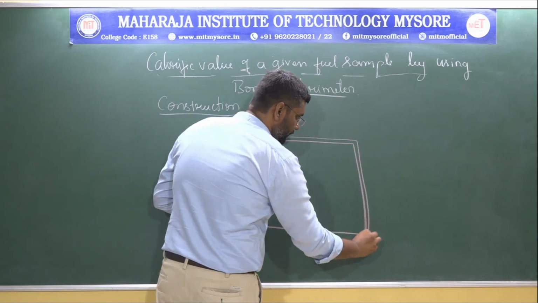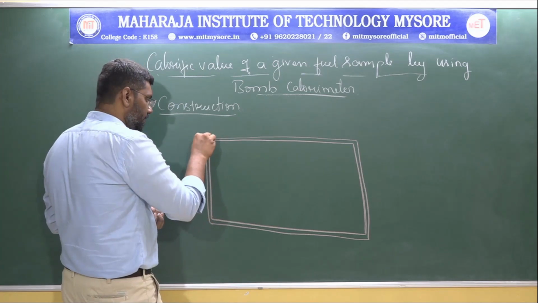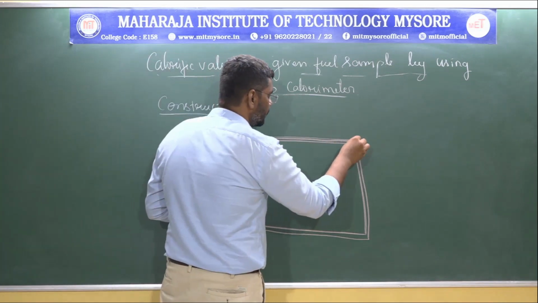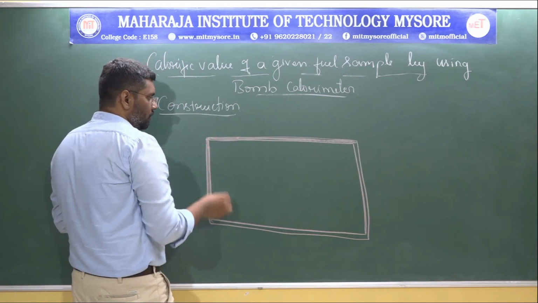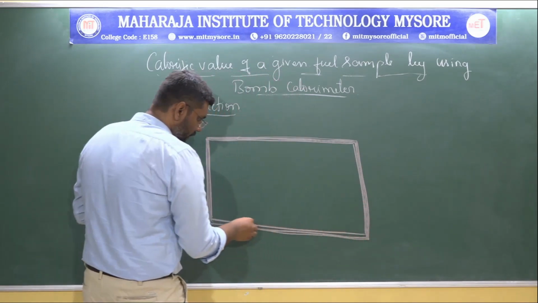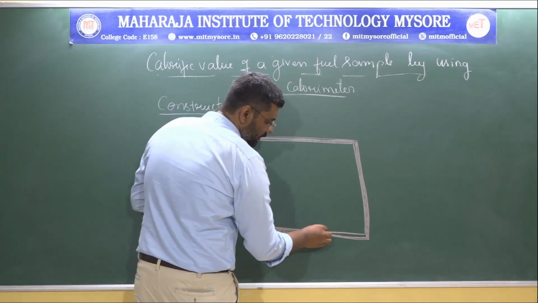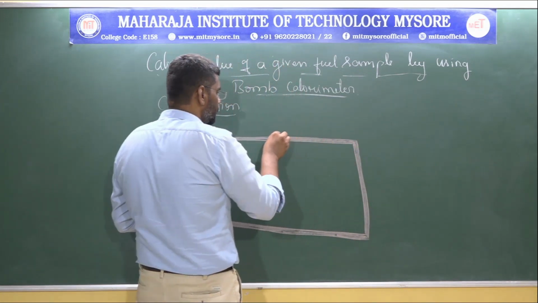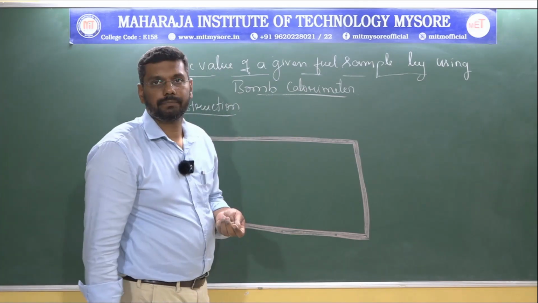It is completely coated with insulator, because the heat generated during the combustion of the fuel should not get transferred through the surface to the outer environment. In this experiment we need to determine how much heat has been liberated during the combustion process. If that heat gets absorbed by the outer body, then it's of no use. Hence this copper container is completely sealed by an insulator.